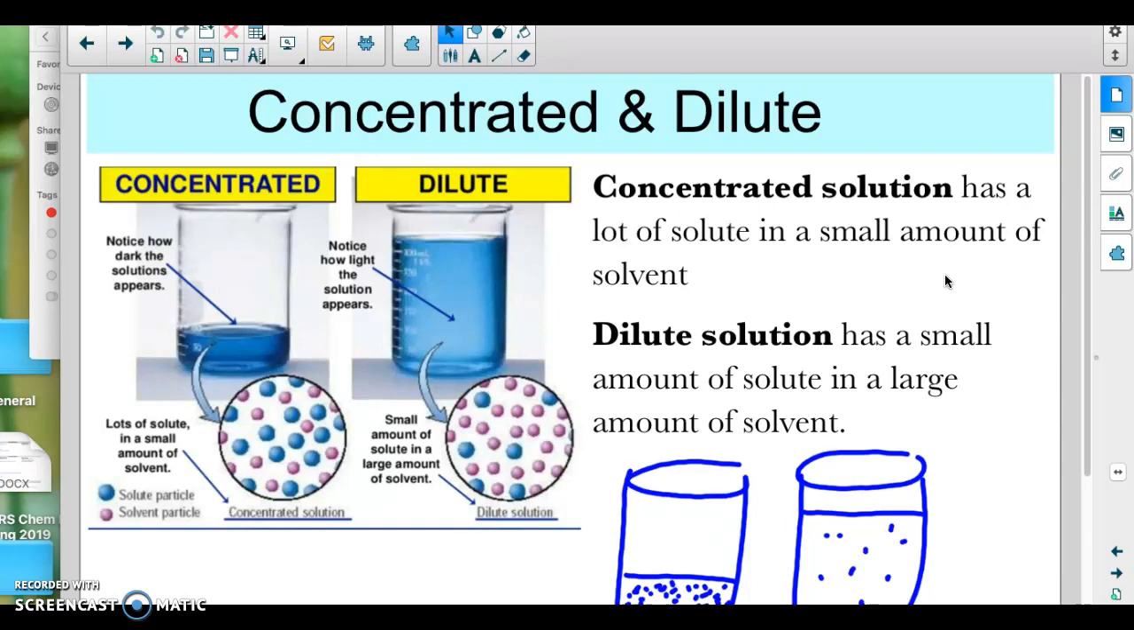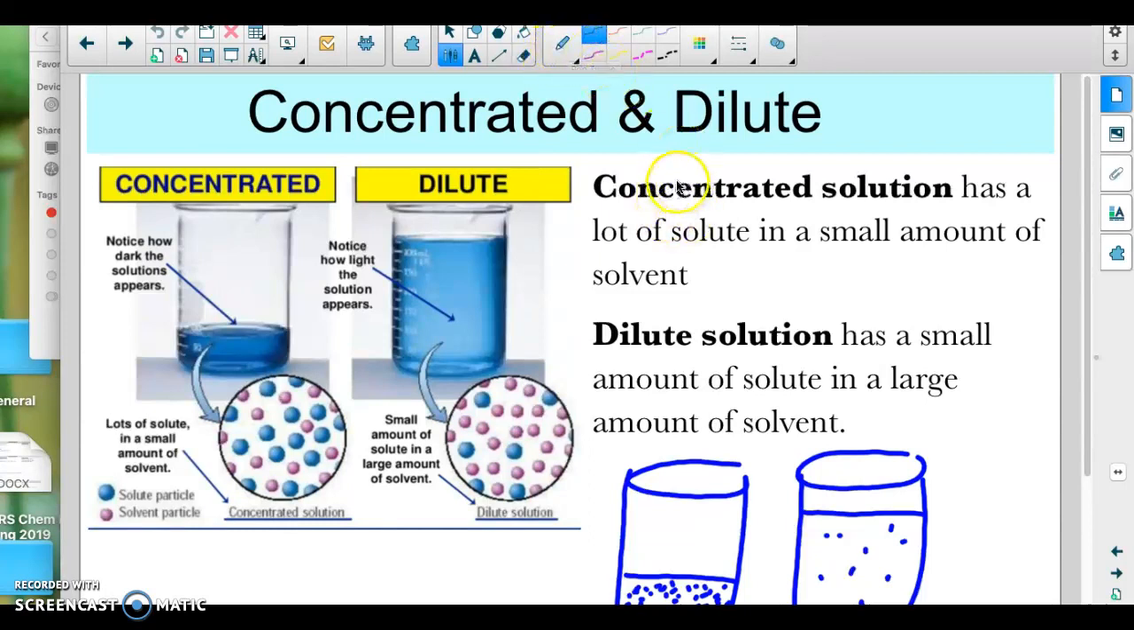Just to remind you, a solute, you might want to write this in your notes again if you're not sure, is what does get dissolved. The solvent is the thing that does the dissolving. Most of the time, water is the solvent. And in chemistry, the solute a lot of times is some kind of ionic compound like a salt.